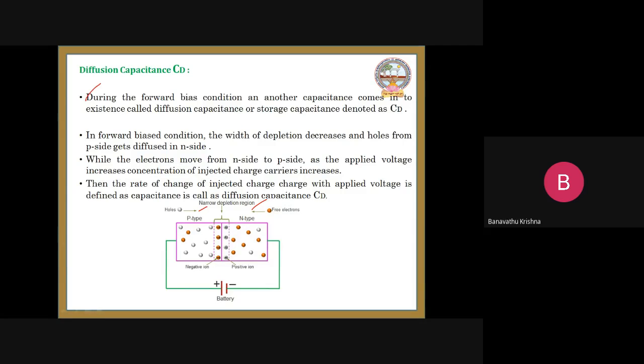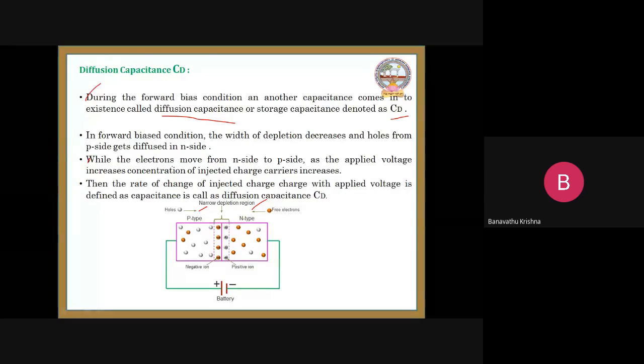During the forward bias condition, another capacitance comes into existence called diffusion capacitance or storage capacitance, denoted as CD. In the forward bias condition, the width of the depletion region decreases and holes from the P side get diffused into the N side, and similarly the electrons get diffused from the N side to the P side.